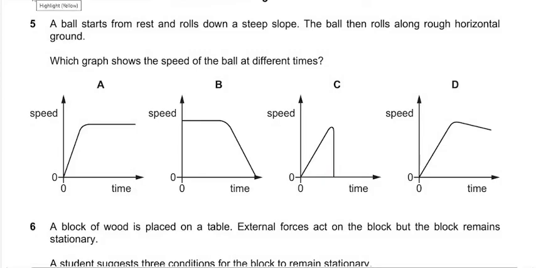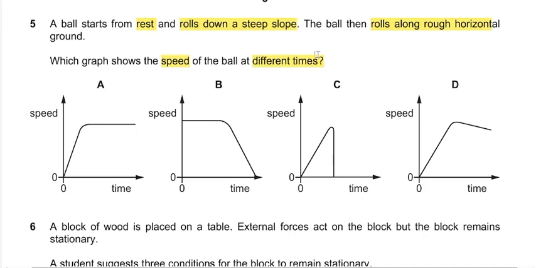Hello everyone, we're looking at question number 5 of Winter 22 paper 1 to 5054. The question reads, a ball starts from rest and rolls down a steep slope. The ball then rolls along rough horizontal ground. Which graph shows the speed of the ball at different times?